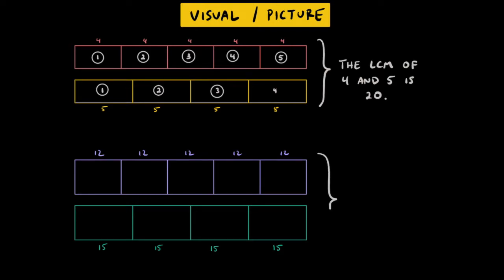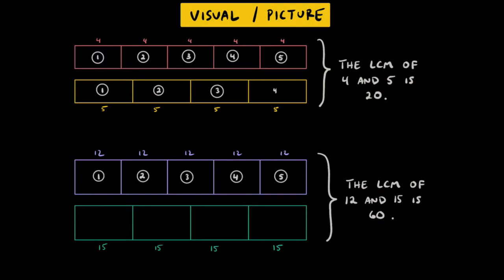Down here, we have a very similar example with some larger numbers. It turns out that the LCM of 12 and 15 is 60. Here we can see that it takes 5 of these 12s to reach 60. By that same logic, we can see that it takes 4 15s to reach 60. It's helpful to note that the larger number will always reach the LCM before the smaller number does.